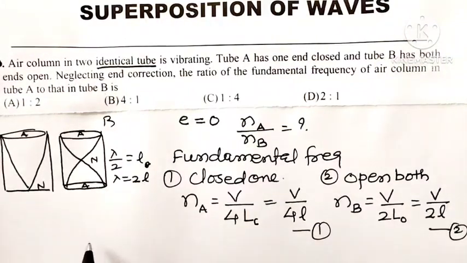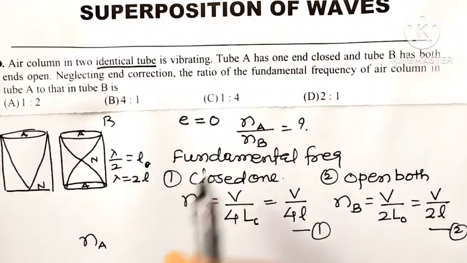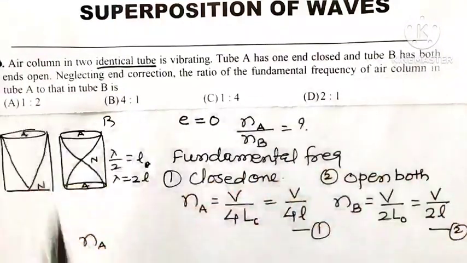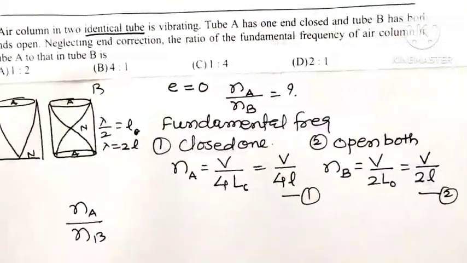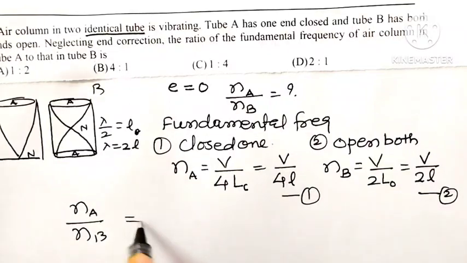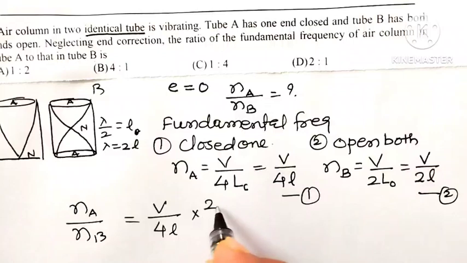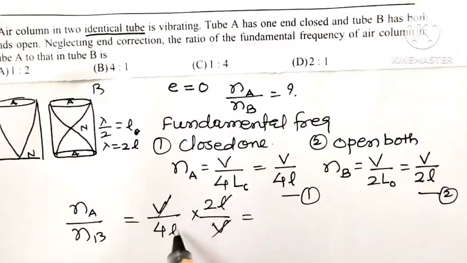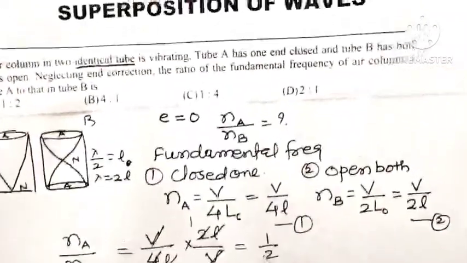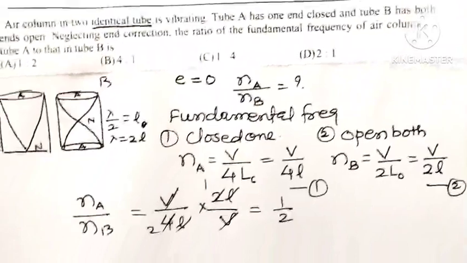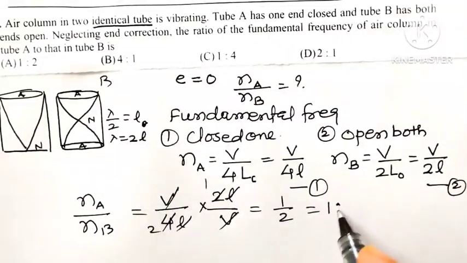We want to find the ratio of the fundamental frequency of the air column in tube A to that in tube B, meaning NA upon NB. Divide equation 1 by equation 2. That is equal to V divided by 4L into 2L divided by V. V gets cancelled, L gets cancelled, 2 ones are 2, 2 twos are 4, so this is equal to 1 by 2. This is 1:2.